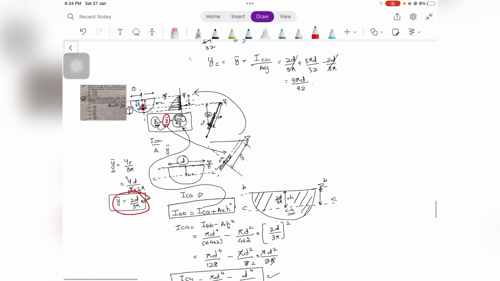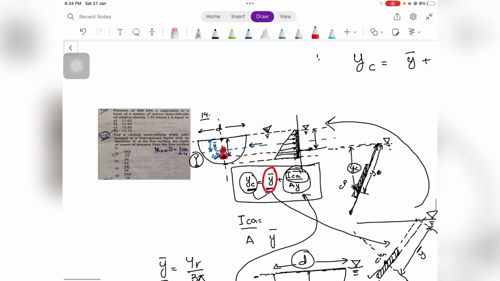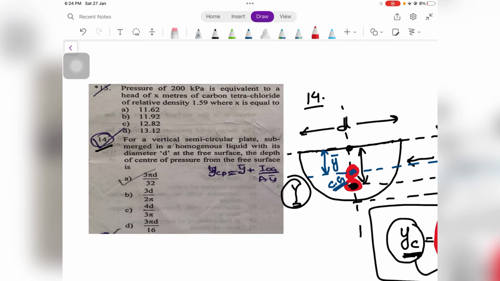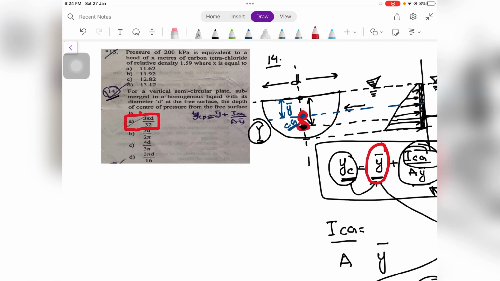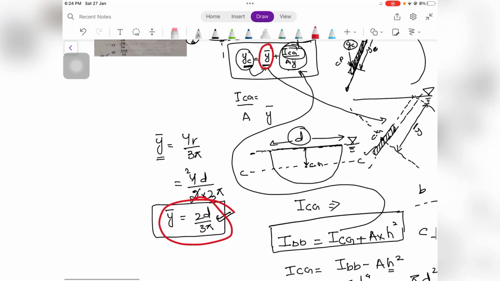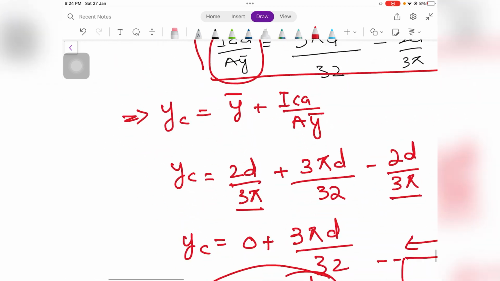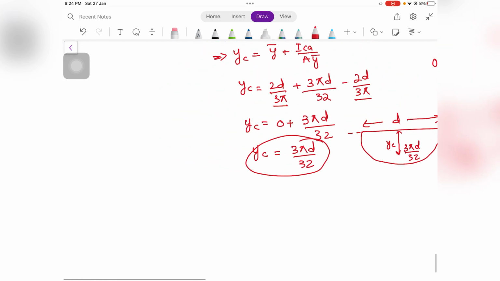Now let us go back to the options. So the first option is what we need to take in the exams, because we have found out that the depth of center of pressure is 3 times pi d upon 32. So the answer is A.